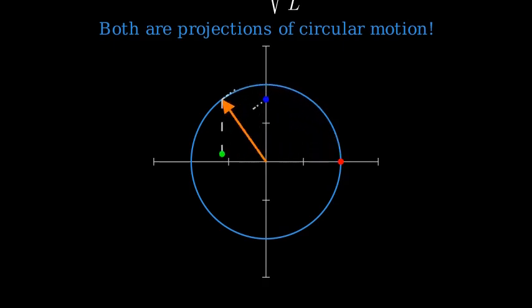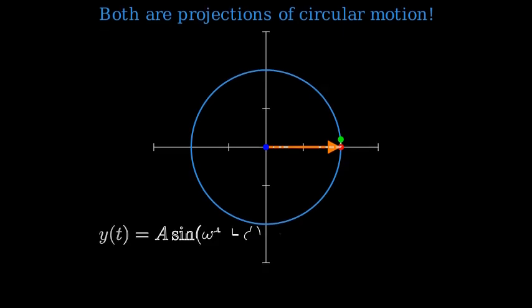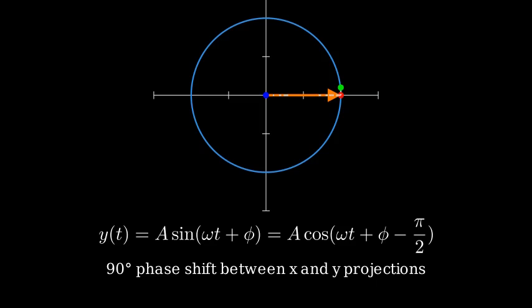Similarly, when we project it onto the y-axis, we get another simple harmonic motion, but with a phase shift of 90 degrees. This is why the x and y components in circular motion are related by a phase shift of pi over 2 radians or 90 degrees.